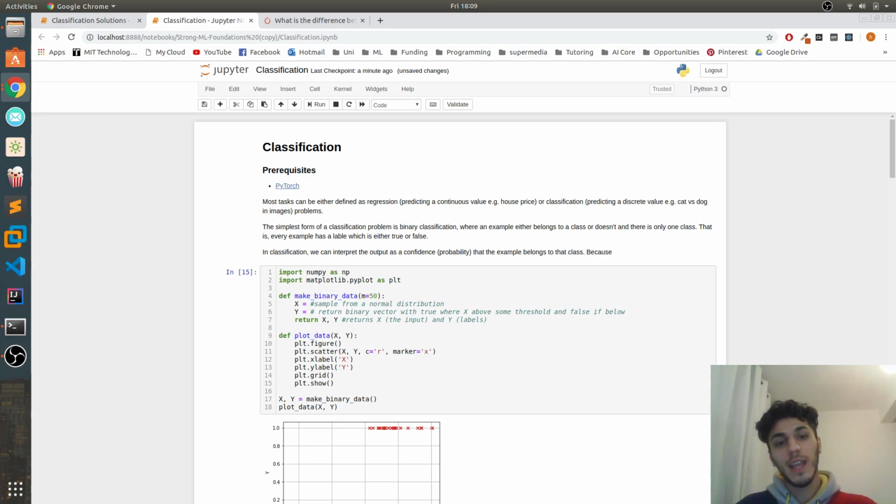Welcome everyone to this next installment in the series where we're going through the fundamentals of machine learning. So today we're going to be talking about classification, which is a problem within supervised learning.